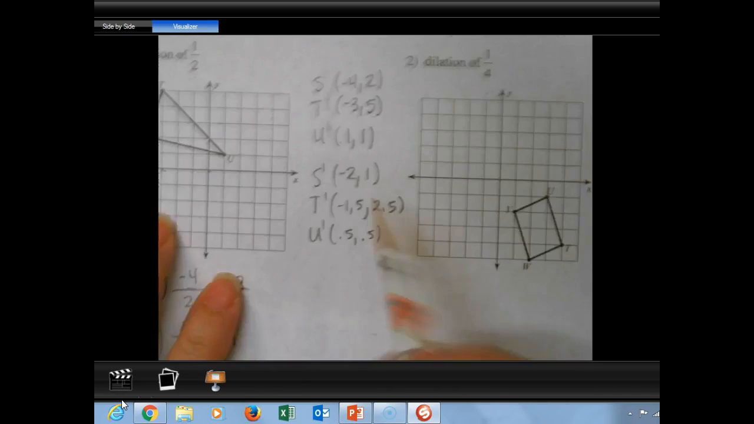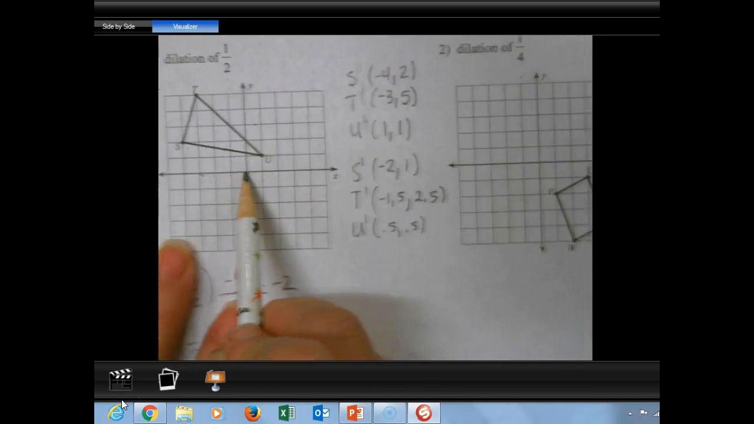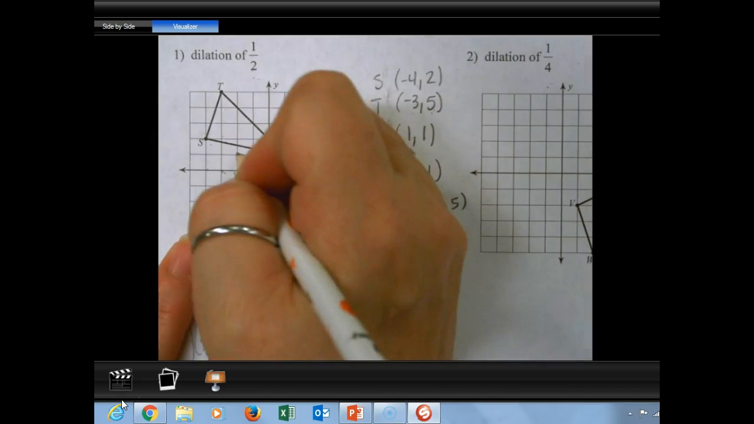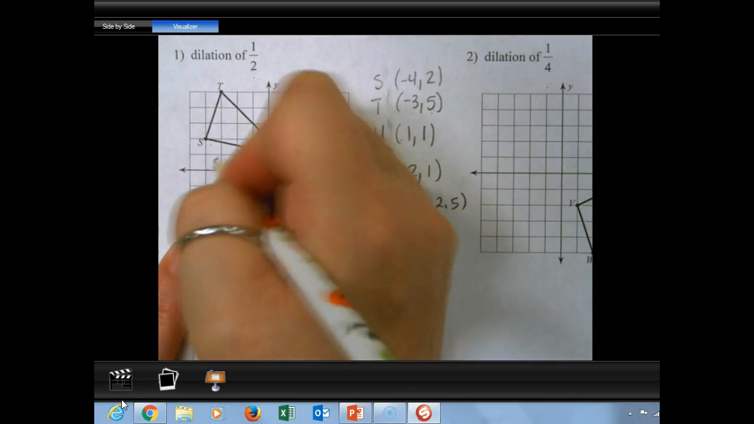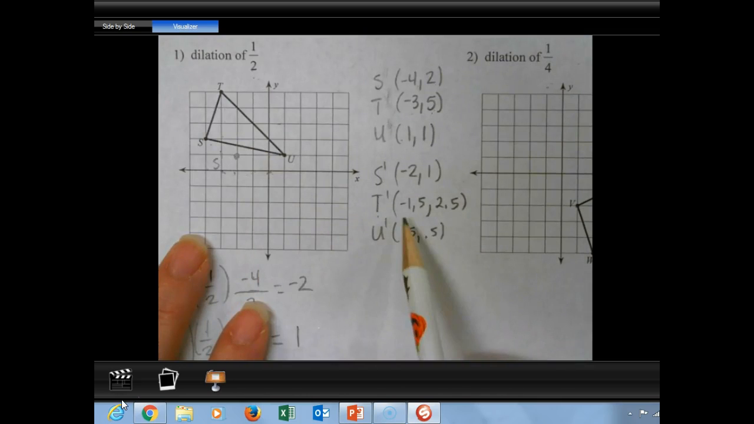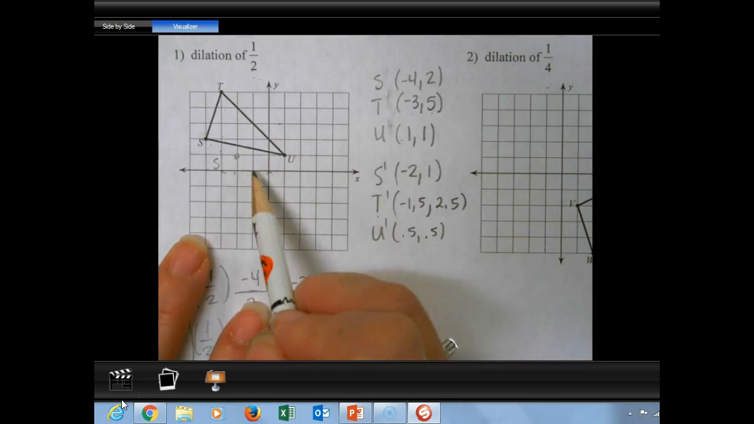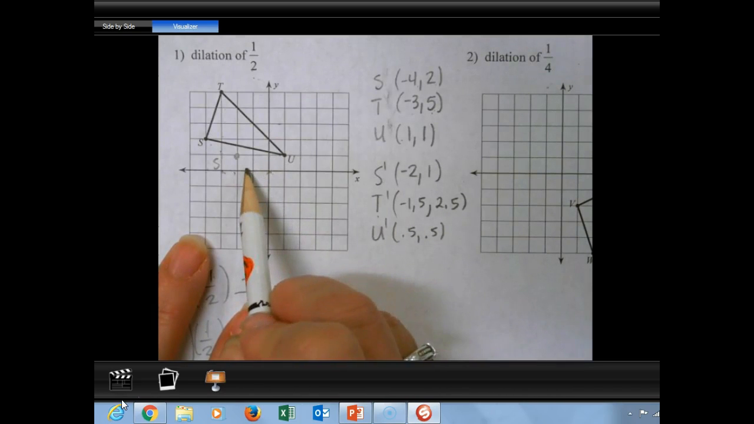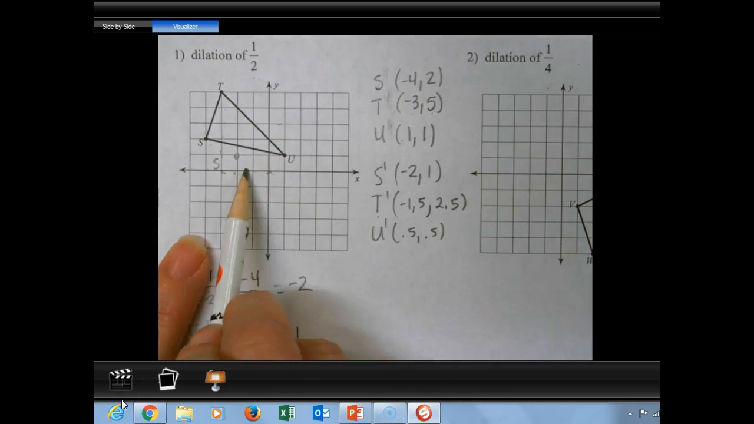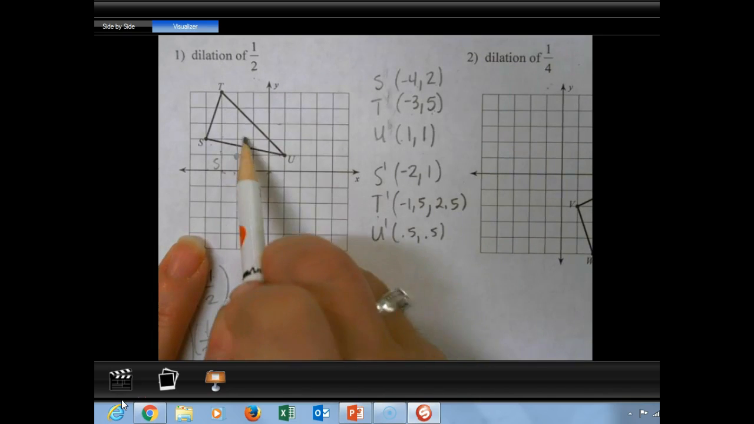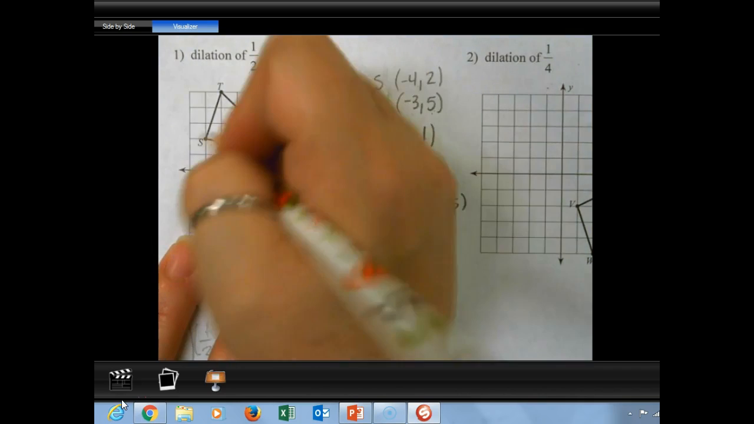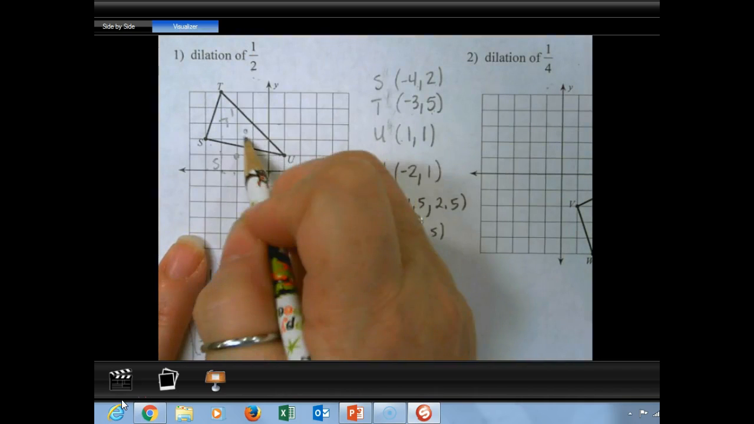All right, so let's go ahead and graph it. From my point of origin, I'm going to go left 2 and up 1. That one was super easy, and that is my S prime. Here's T. T is going to be a little bit more confusing. Left 1 and a half, so I don't go all the way to 2. And then up 2 and a half, and right in the center is going to be my T prime. I'm not counting the whole box, I'm just going halfway up.